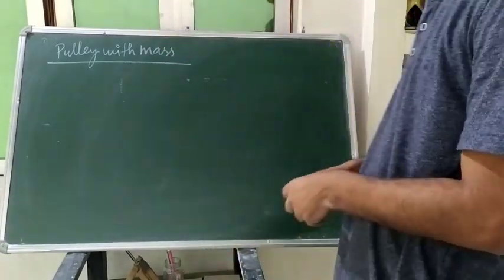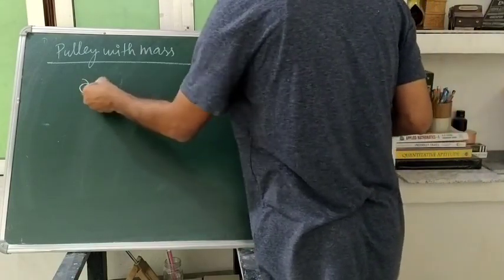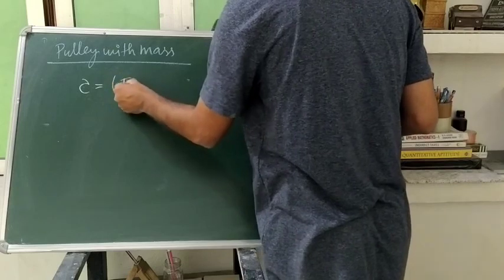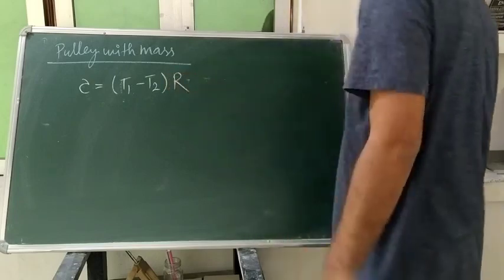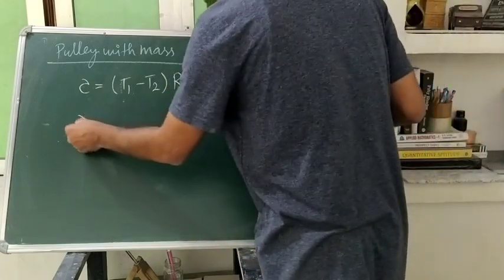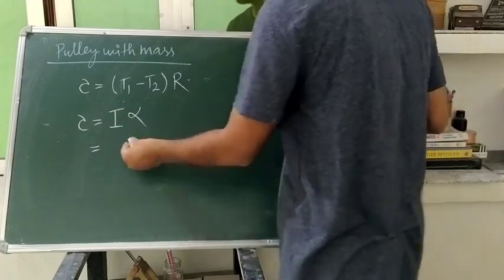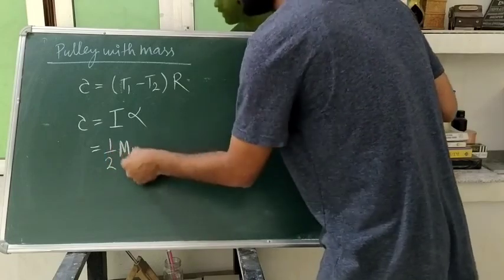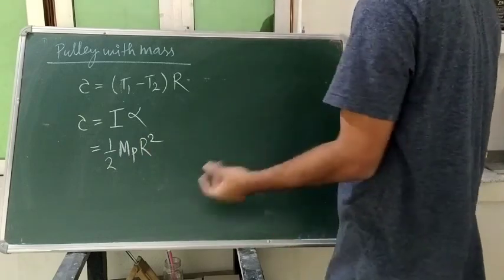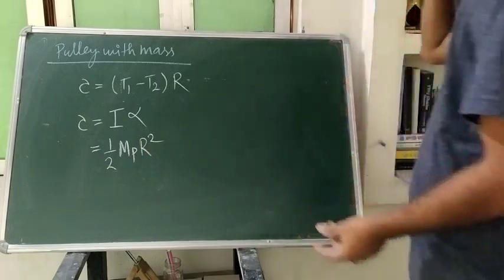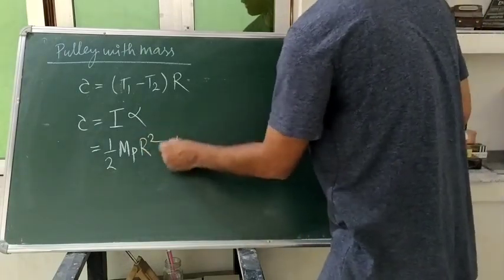Look, student, when we were talking about that pulley with mass, so that tau was getting equal to what, student? T1 minus T2 times radius r. And that tau also I have told you will be equal to what? I alpha. What was I, student, for a disk? Half of the mass times the square of the radius. Half m r square for a disk. We will have the moment of inertia of this.